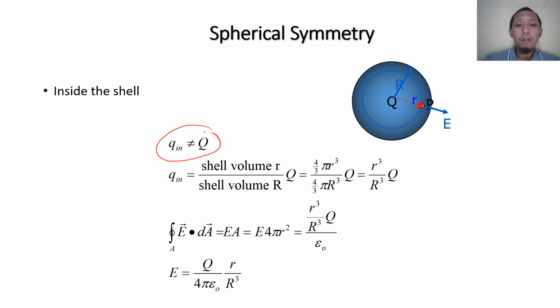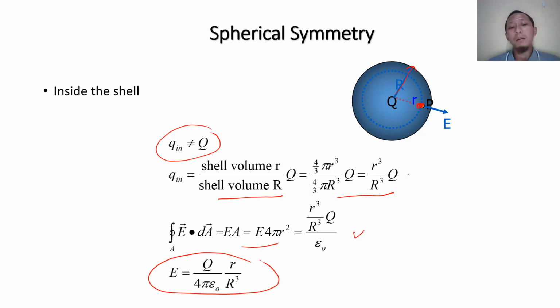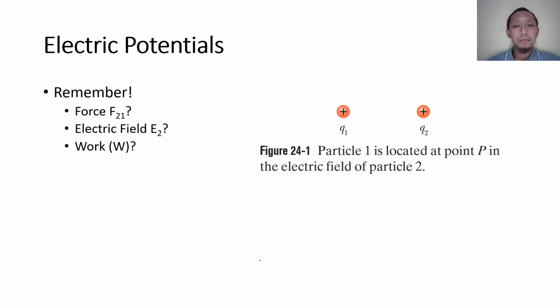So the key is the charge per cell volume of small r, like this one, per cell volume of large R, like this one, times the charge. So we can use this equation: small r cubed over big R cubed times the total charge. We can solve this equation by using the total flux. So we get E equal to q over 4 pi epsilon 0 times r over R cubed. So it's like this one for the spherical symmetry.